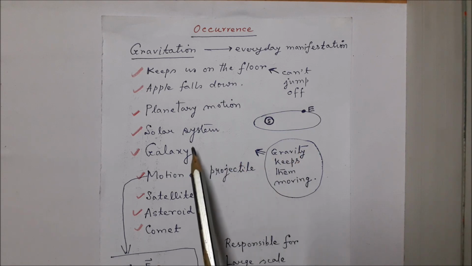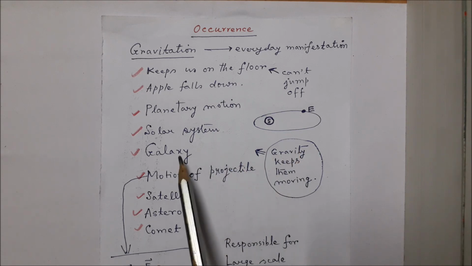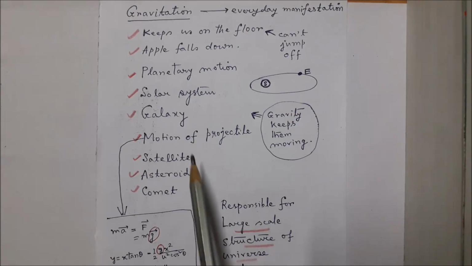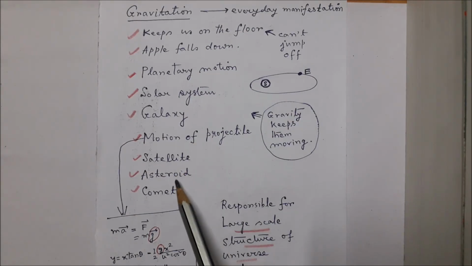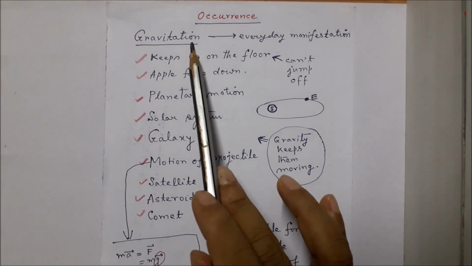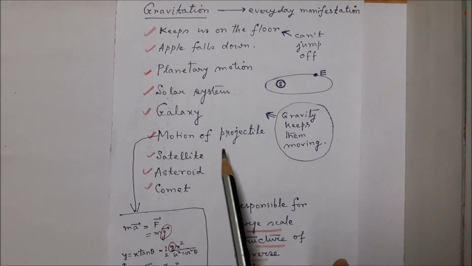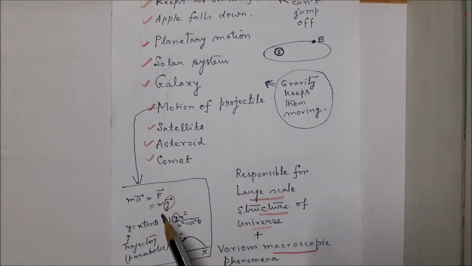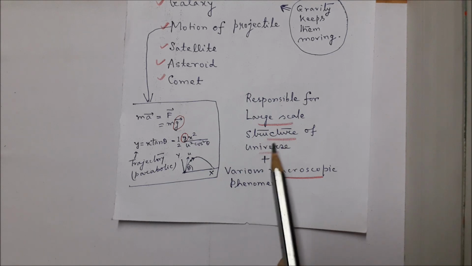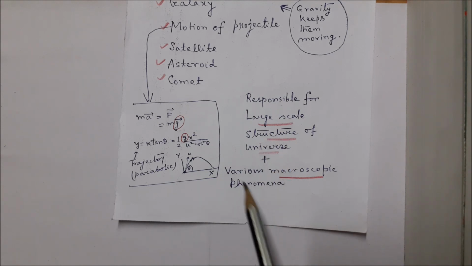All motions we observe in our solar system and the galaxies, the motion of satellite, asteroid, motion of comet, is due to gravitation. Gravitation has a role in the motion of projectile, whose equation of motion involves g, and the solution also involves gravity. So the large-scale structure of universe and the macroscopic phenomena are due to gravitation.